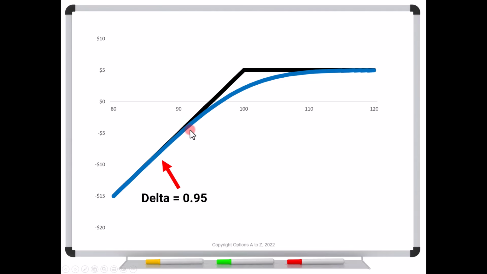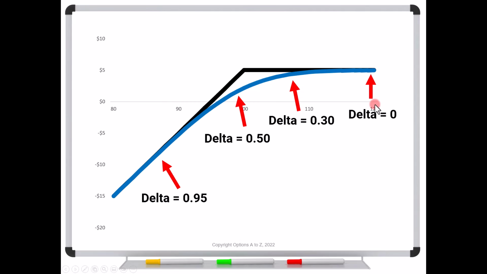Stock continues to rise. What happens? Notice that the blue line is getting flatter. So as the stock price rises, we're starting to move up into this region, and we might see that the delta moves to 0.5. As the stock price rises more, look what's happening. We're starting to flatten out even more. We're losing deltas. We might have a delta of 0.30 in this range, and way out here, we might eventually hit delta 0 when we're completely flat.